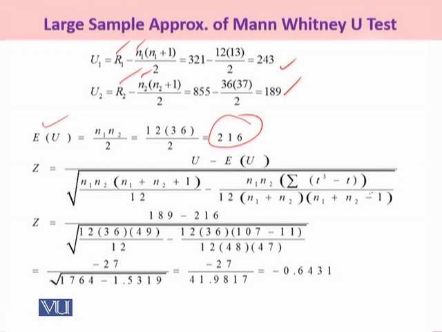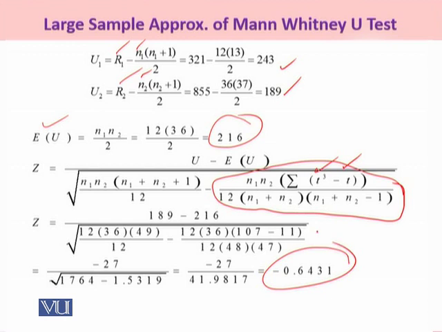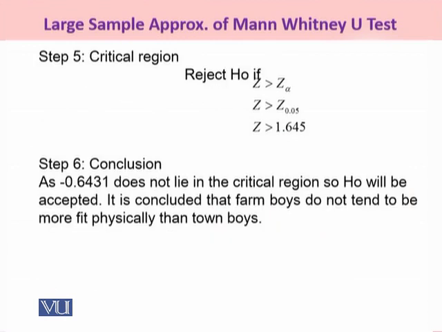And here, students, I have made the correction for the ties. For this I calculated T cube and T. Finally, after plugging all these things in, I calculated the Z value as minus 0.6431. Next, I would have to devise a critical region.